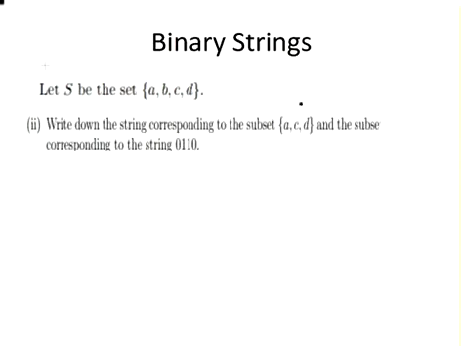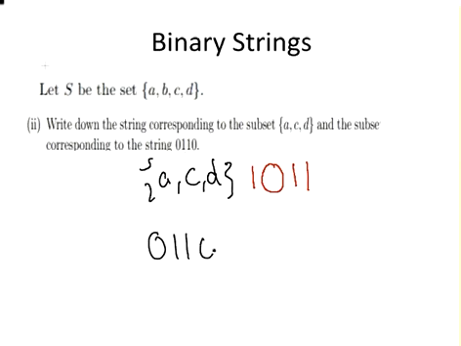So moving on, write down the string corresponding to the subset A, C, and D. Well, here A is present, so that's a 1. B is not present, so that's a 0. And C and D are present, so that is 1 and 1 respectively. So just to be clear, A, C, and D. Now, in this next case, 0, 1, 1, 0, well, A is not present there, B is present, and C is present. So that is the subset corresponding to the string 0, 1, 1, 0. I've just noticed that the T got knocked out there. So anyway, moving on.